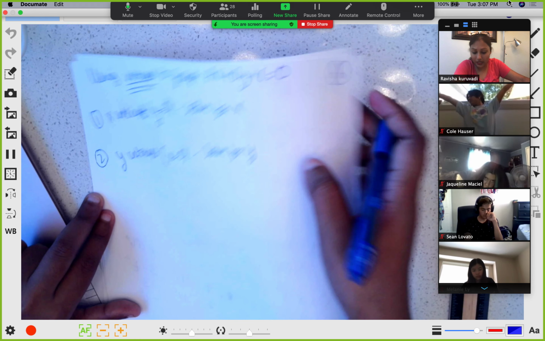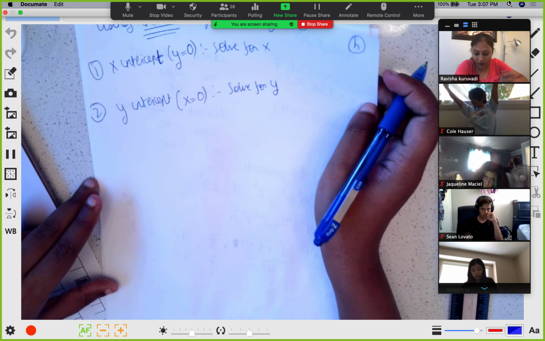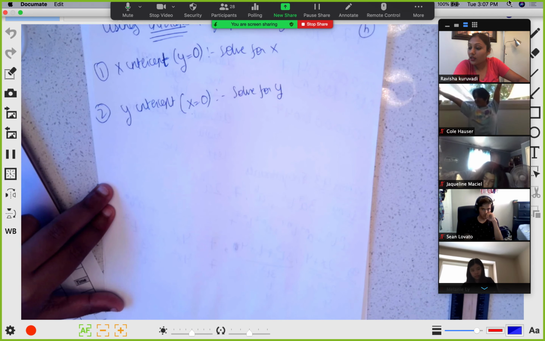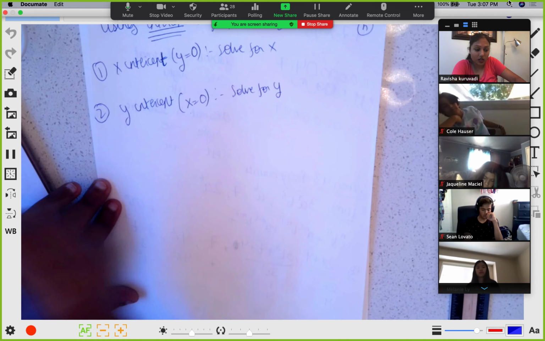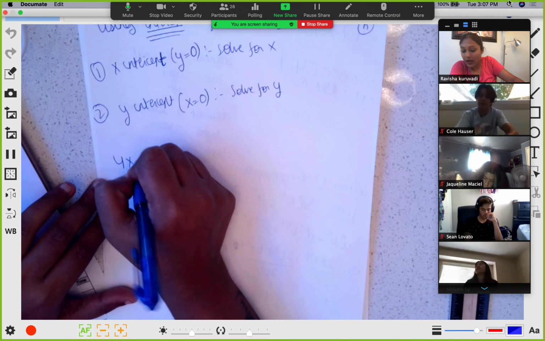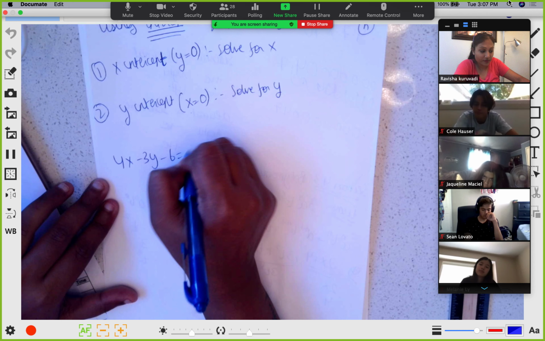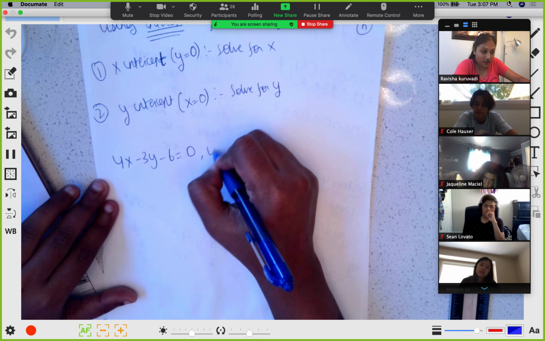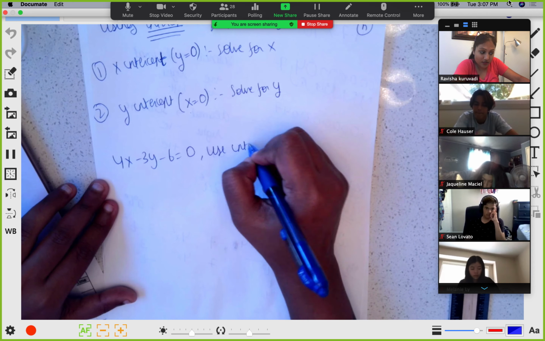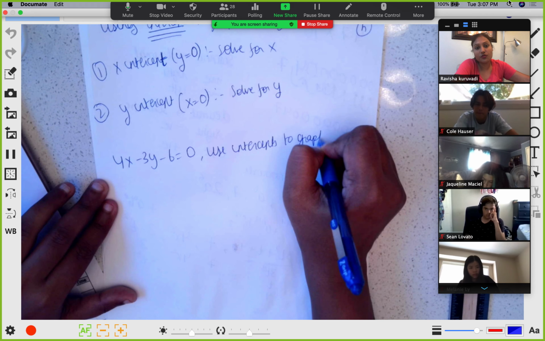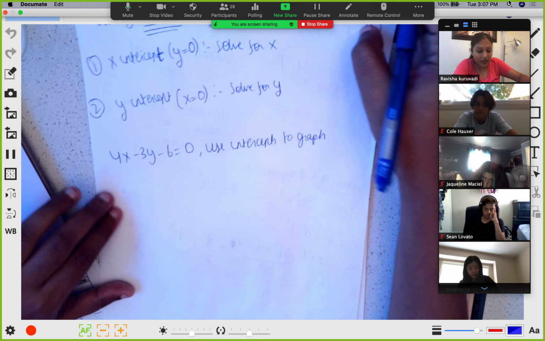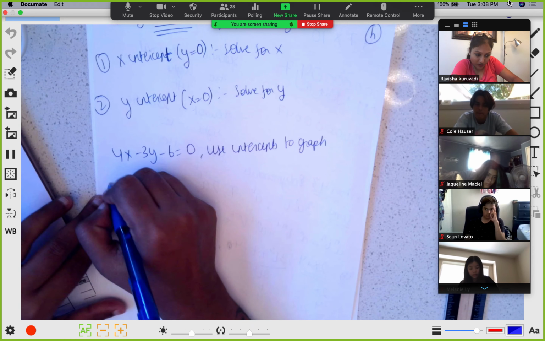Okay, Raymond, you're going to help me with this problem. You are given 4x minus 3y minus 6 is equal to 0. They say use intercepts to graph. Okay, I want to find the x-intercept first. What do I do?